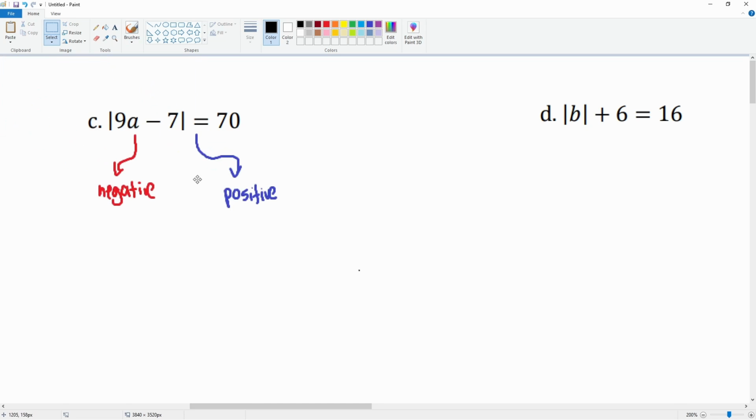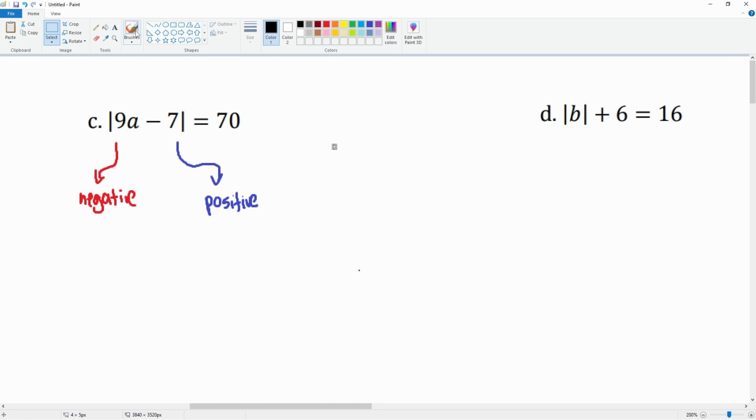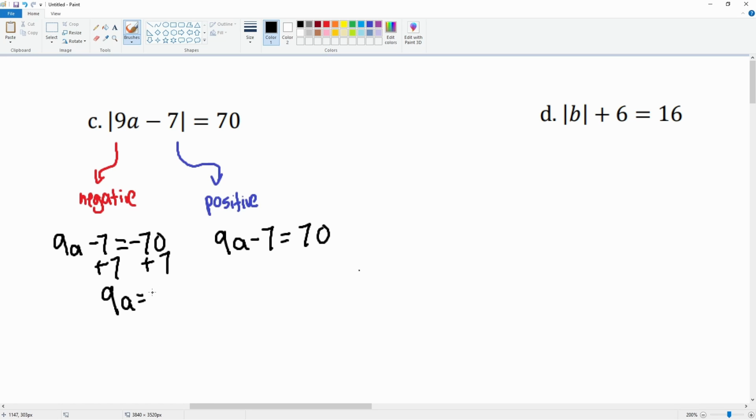All right, same process here. That splits into two equations. You get 9a minus 7 equals negative 70 and 9a minus 7 equals positive 70. Add 7 to both sides, you get 9a equals negative 63, and then divide by 9 to both sides. 63 goes into 9 seven times, right? So it's negative 7.